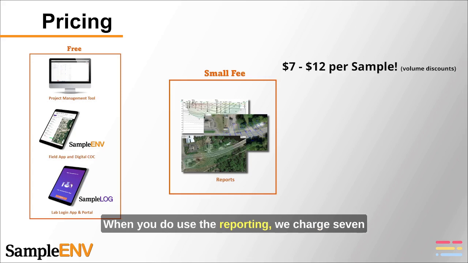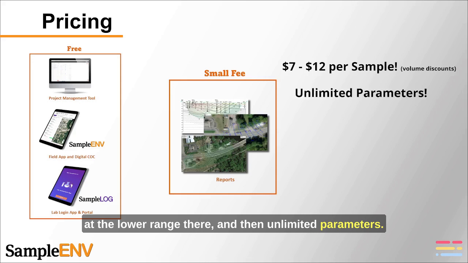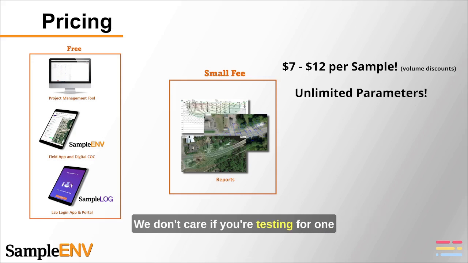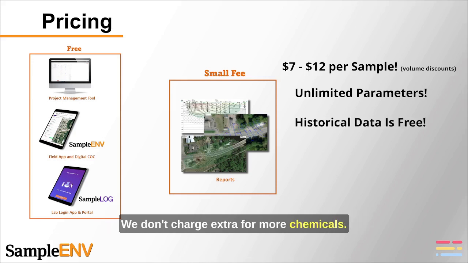When you do use the reporting, we charge $7 to $12 per sample, depending on volume. So if you've got a lot of volume, you'll be at the lower range there. And then unlimited parameters. We don't care if you're testing for 1 chemical or 1,000 chemicals. It's the same price. We don't charge extra for more chemicals. And then all your historical data can be uploaded at no cost. So if you start the project today and you've got 20 years worth of laboratory data, you can upload all 20 years worth of data, and there's no charge for that. We only charge for samples going forward.